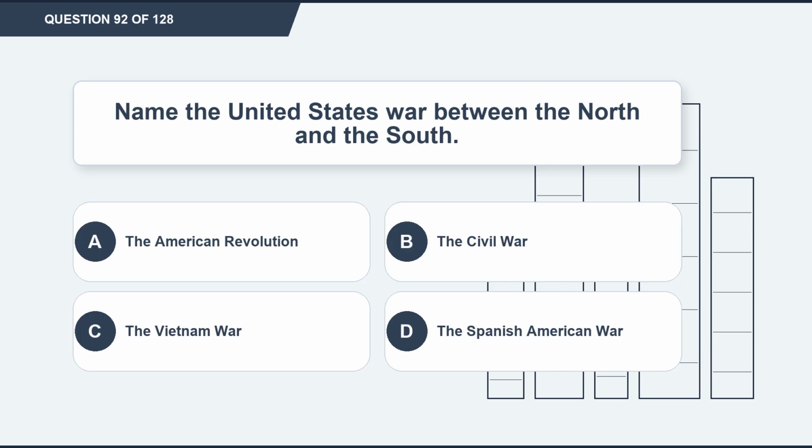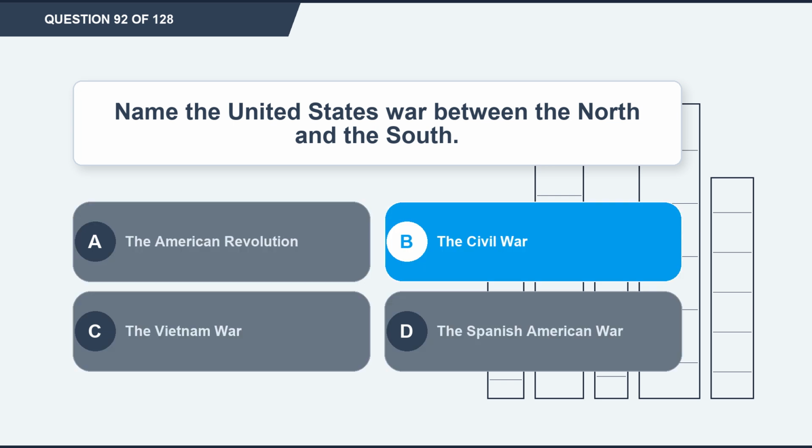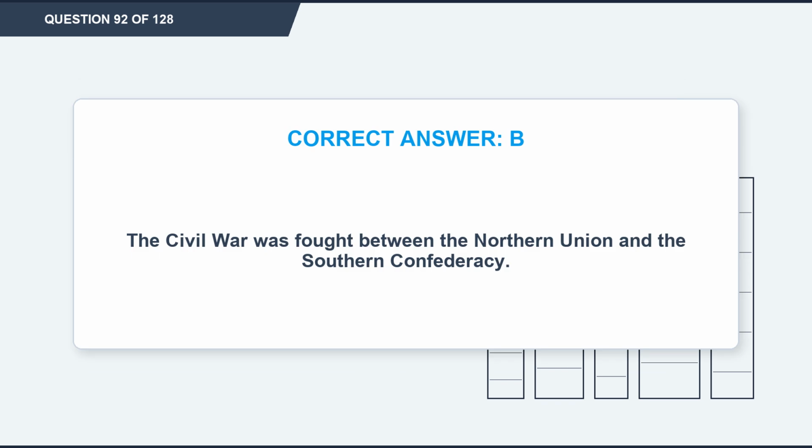Question 92. Name the United States war between the North and the South. Option A, the American Revolution. Option B, the Civil War. Option C, the Vietnam War. Option D, the Spanish-American War. The correct answer is option B, the Civil War. Explanation. The Civil War was fought between the Northern Union and the Southern Confederacy.